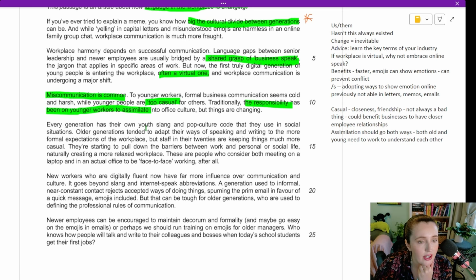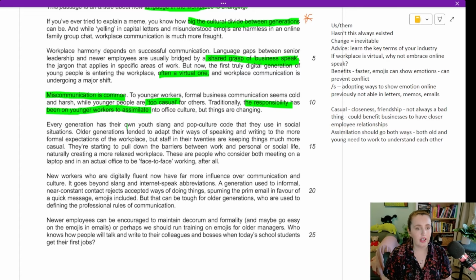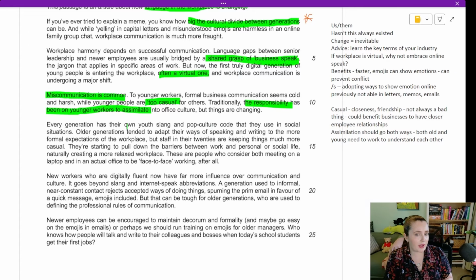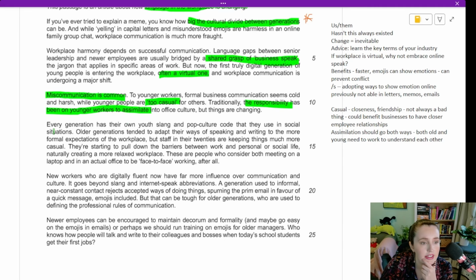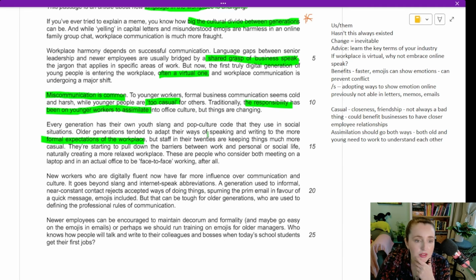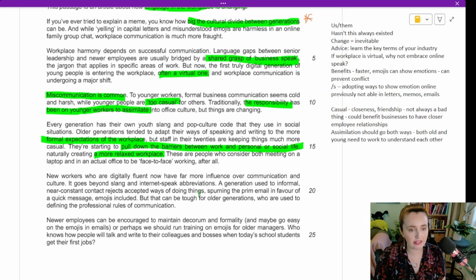Every generation has their own youth slang and pop culture code that they use in social situations. Older generations tended to adapt their ways of speaking and writing to the more formal expectations of the workplace. Does the workplace have to be more formal? But staff in their 20s are keeping things much more casual. They're starting to pull down the barriers between work and social and personal or social life, creating a more relaxed workspace.